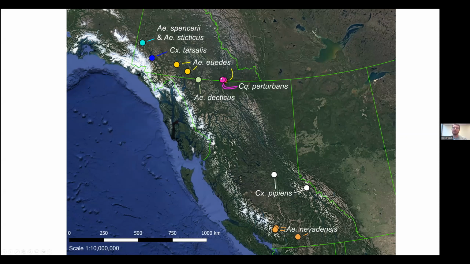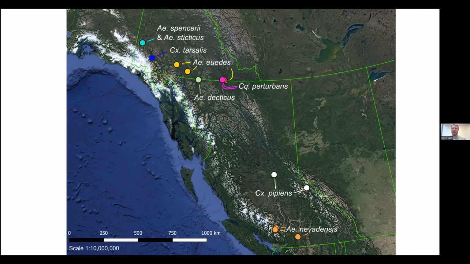Coquillettidia perturbans. Our first record there was meeting up with a friend outside of a bar in Watson Lake, and he just happened to have this species land on him. I said, hey, that's not supposed to be here, or it's not known to be here. Let me grab that. And sure enough, it was a new species record for the territory.